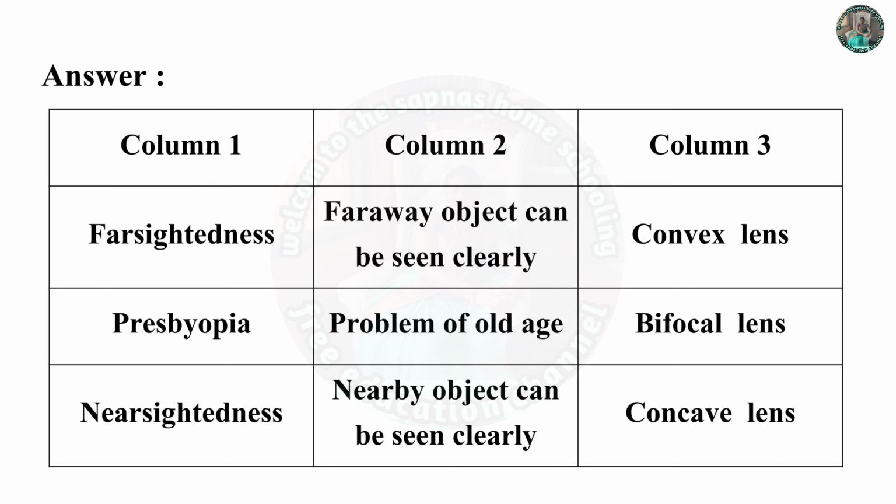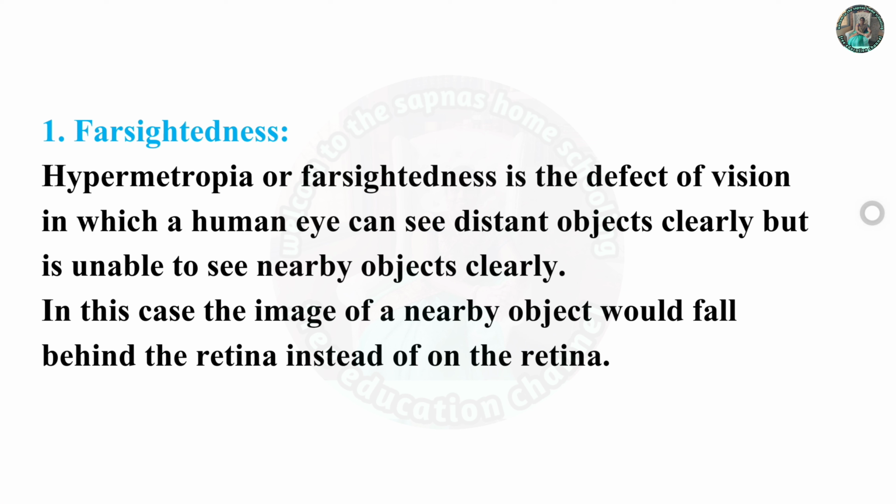Far away object can be seen clearly, convex lens. Second, presbyopia, problem of old age, bifocal lens. आणि तिसरा आहे near sightedness, nearby object can be seen clearly, concave lens.